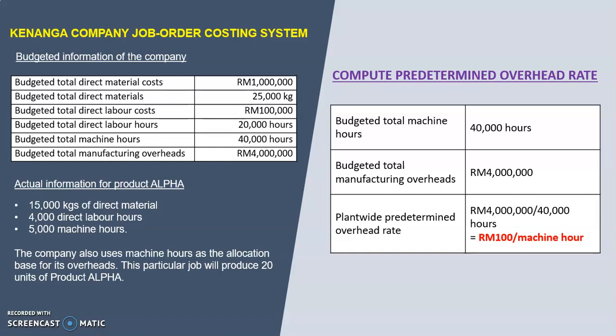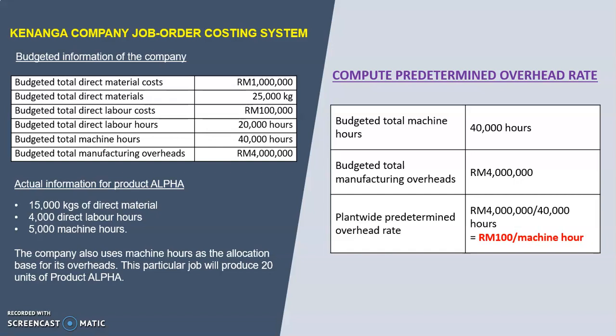So when we want to compute the predetermined overhead rate for the manufacturing overhead, we look at the budgeted total machine hours. Why? Because the company uses machine hours as the allocation base. And then we have budgeted total manufacturing overhead. So budgeted total manufacturing overheads RM 4 million divided by budgeted total machine hours 40,000 hours, you will get the plant-wide predetermined overhead rate.